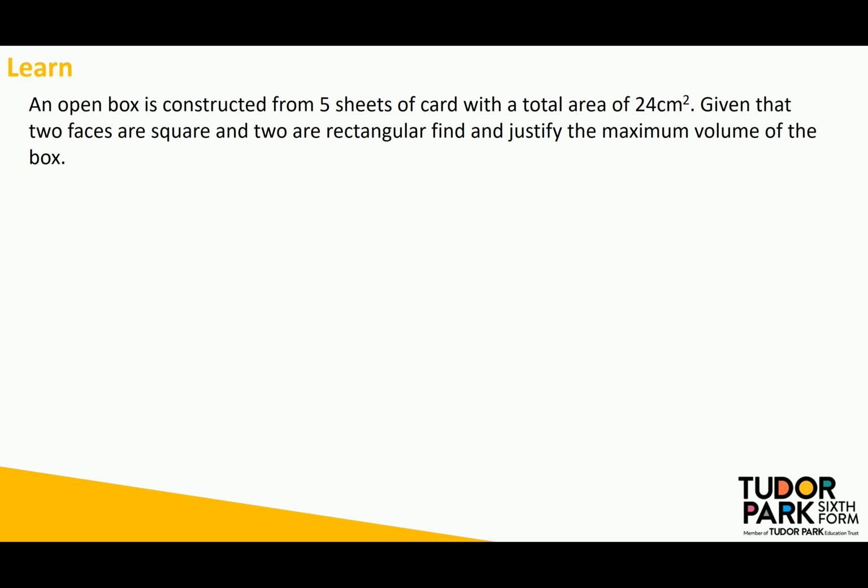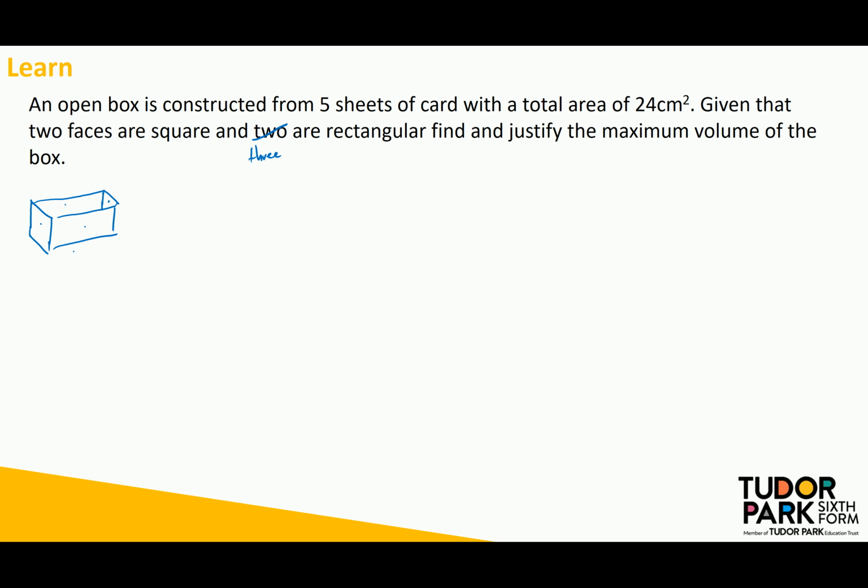More complicated questions. So in this question, we've got an open box that's constructed from 5 sheets of card with a total area, given that 2 faces are square, and my apologies, 3 are rectangular. Find and justify the maximum volume of the box. So we've got a box where we've got a square on one end, so let's just try and draw this out, and we're going to have a square on the other end, and then we've got sort of 3 rectangular faces. So we've got 5 pieces, 1, 2 on either end, and then 1, 2, 3, but no top on this box, if you can imagine what that might look like.